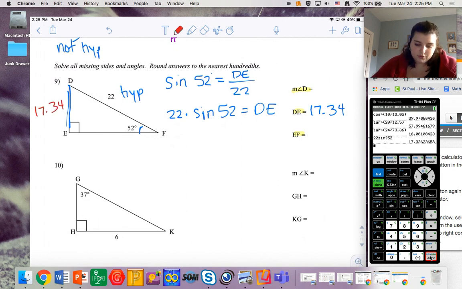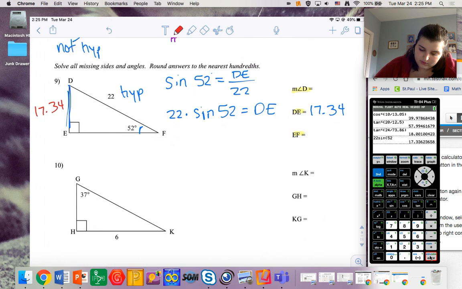So at this point, you could use the Pythagorean theorem if you're more comfortable with that to get EF. That, in my opinion, takes longer. So I'm going to do cosine now. I know that in this case, the numerator is going to be the adjacent.